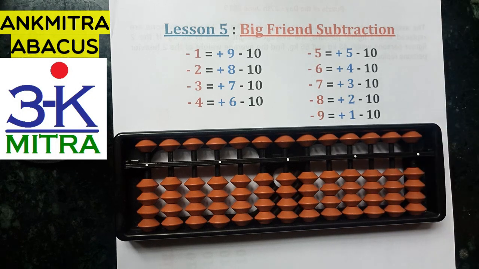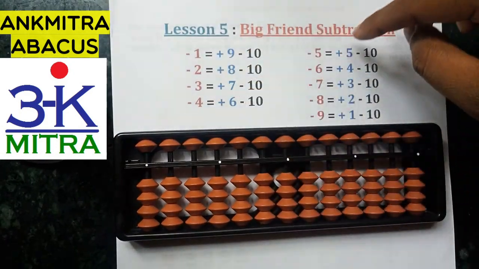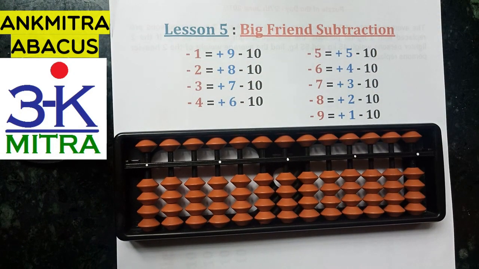The big friends of all the digits from 1 to 9 remain the same, they don't change. Just like in addition, the big friend of 1 was 9, the big friend of 3 was 7, and so on. The big friends are exactly the same. The only thing is the use differs. So we'll check out how to use the big friend subtraction formulas, and in which situation, in this particular video.